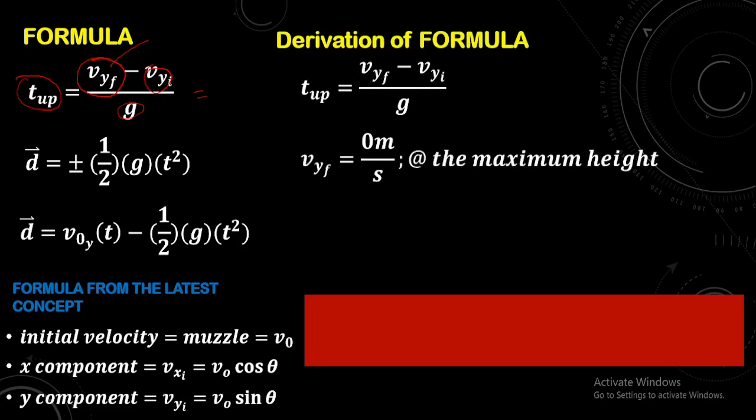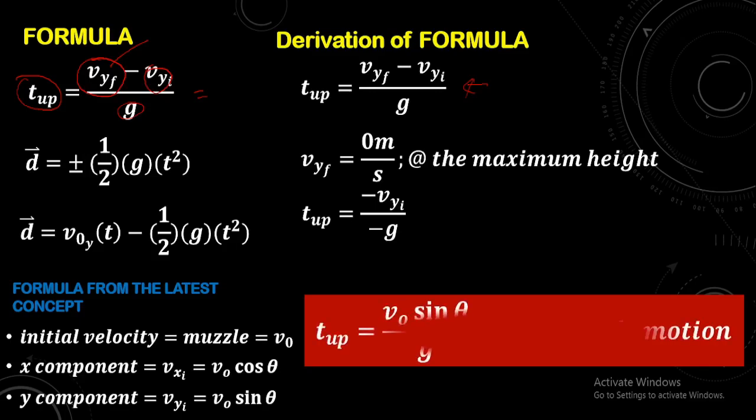Here v sub y sub f is equivalent to 0 meters per second. So this formula can be reduced to t up is equivalent to negative v sub y sub i over negative g. I'm going to substitute the value for v sub y, and that is v sub o sine theta. So time to get up is equivalent to v sub o sine theta all over g. You will see that the negative sign cancels out because negative divided by negative is positive.